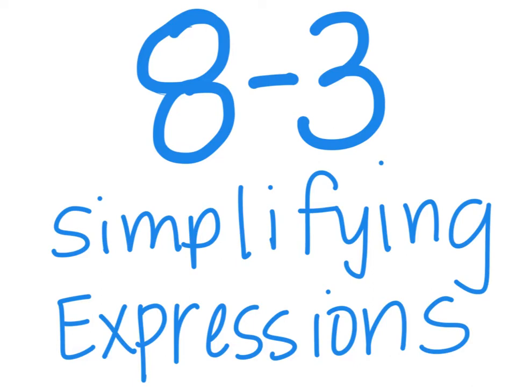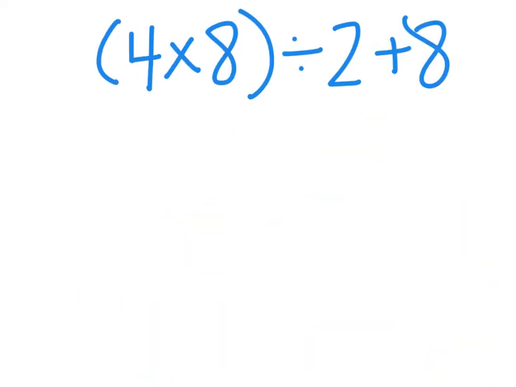In this video, I'm going to be talking about 8-3, which is simplifying expressions. When we're simplifying expressions, all that means is getting your expression into the simplest form possible. And most of the time, like in this example here, that will just be a single number. So really, all you are doing is solving this expression using the order of operations like we discussed in 8-2.